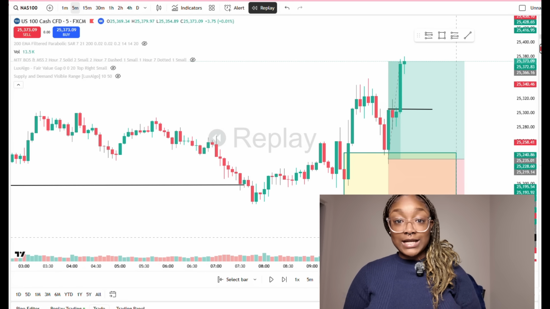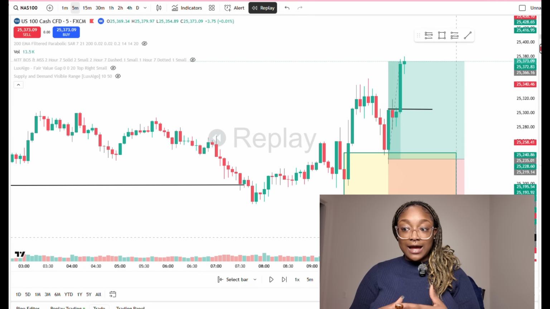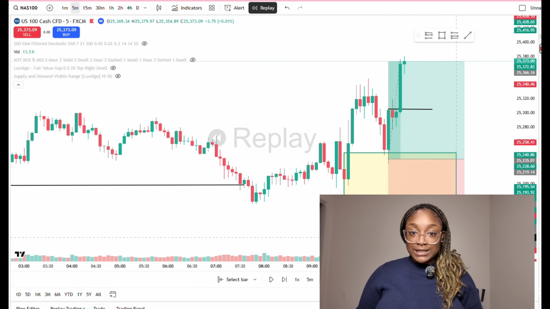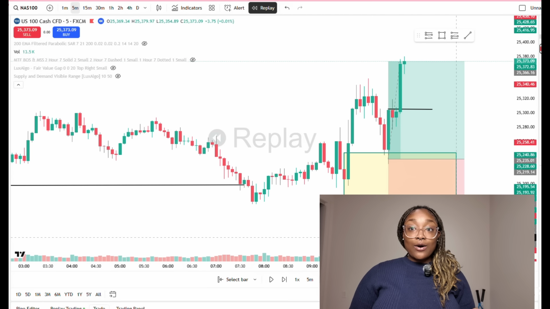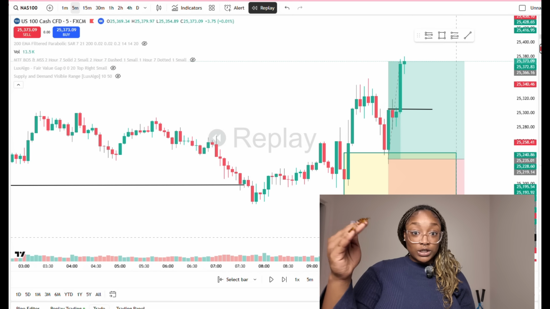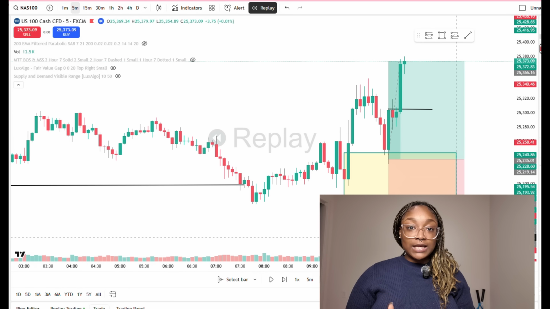And it went there before after reacting off of this same zone that I'm marking up now. So that's how I decide where my TP is. That's literally all it is. Now I do mark it up like this. I set my stop loss and then I do my 1-to-1 and 1-to-2, but my TP is always targeting the most recent highs.